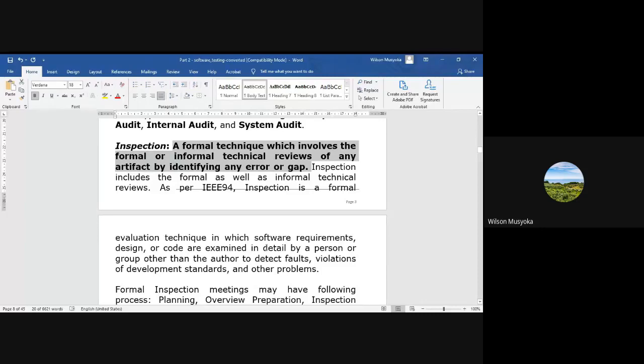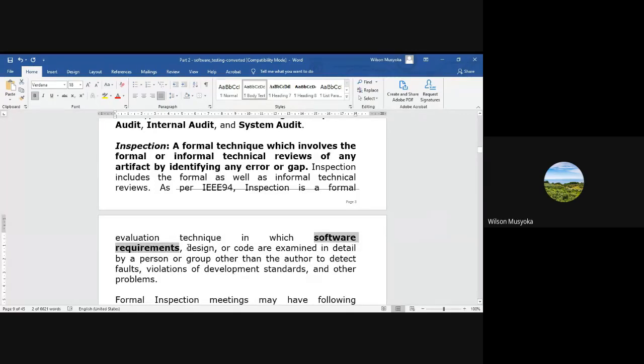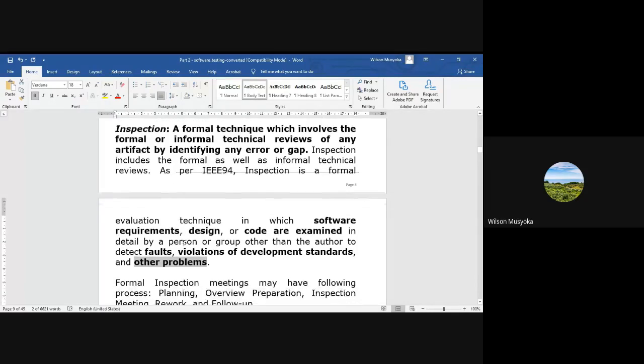These can be done in terms of the software requirements, also in terms of the software design, and also in terms of the code which is being examined. So you go through the code to check whether it is within the required standards, whether it is achieving the required objectives, and whether it has any fault. So you are trying to detect if there is any fault. You are also trying to check whether there are violations in terms of the development standards and any other problem that can be identified when you are doing an inspection.